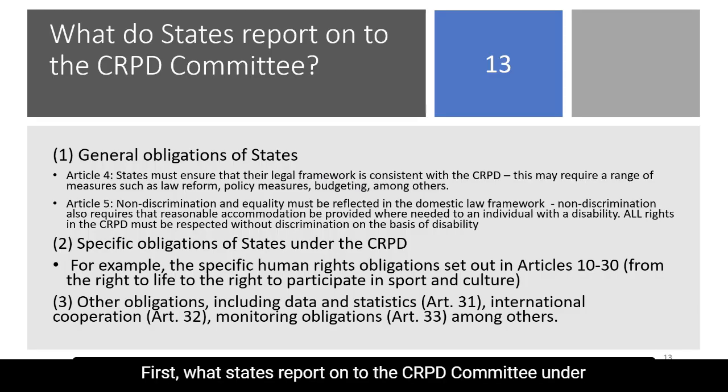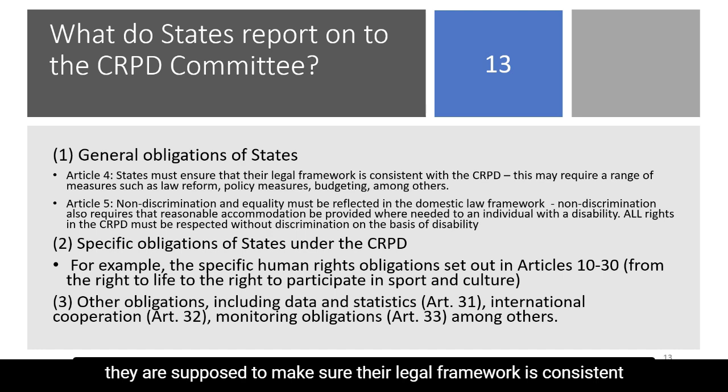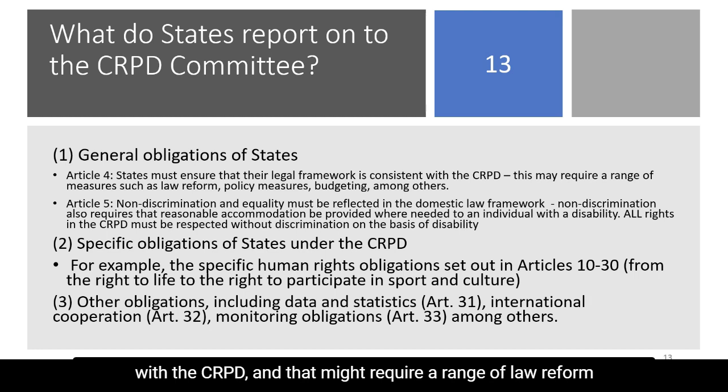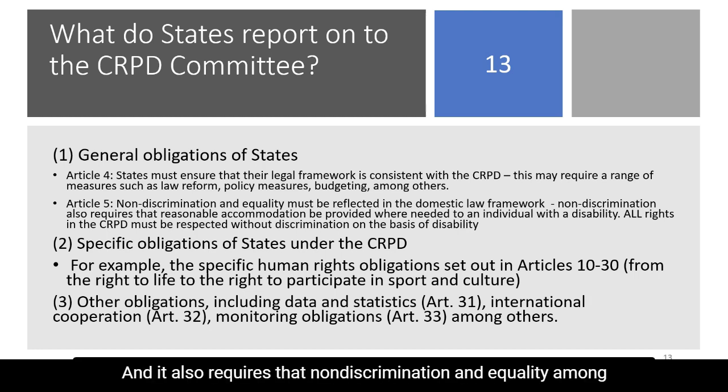First, what do states report on to the CRPD committee? Well, under Article 4, they are supposed to make sure their legal framework is consistent with the CRPD, and that might require a range of law reform and policy budgeting measures, among others. And it also requires that non-discrimination and equality, among many other aspects, should be reflected in the domestic legal framework.